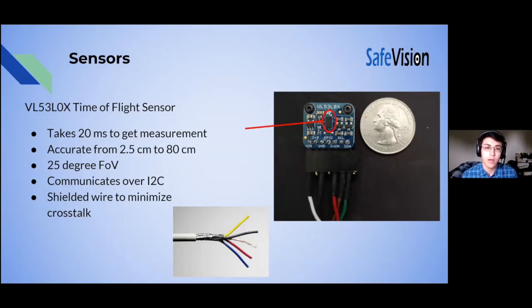The sensors also have a 25-degree field of view, which looks a bit like a narrow cone. Hence, we need so many sensors, about 30 of them, all over the arm to get complete coverage of the arm's environment. We communicate with these sensors using I2C, and because we have so many sensors, we chose to use shielded wire to connect the sensors to the PCB to minimize any sort of crosstalk and interference.